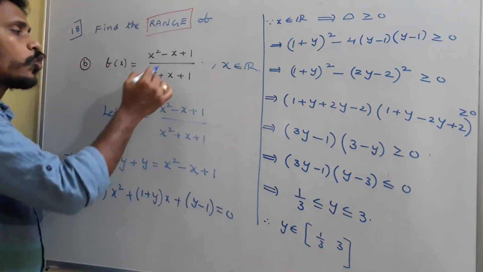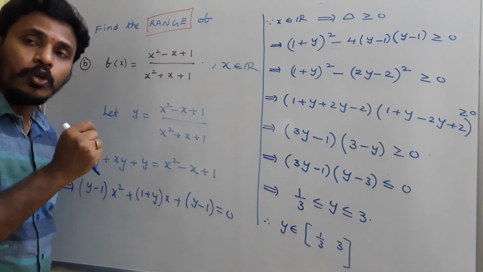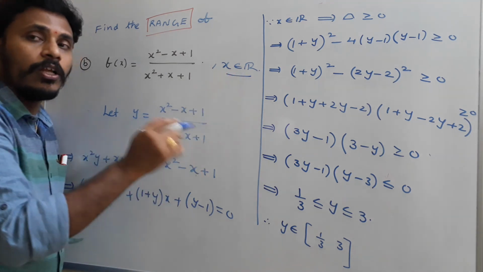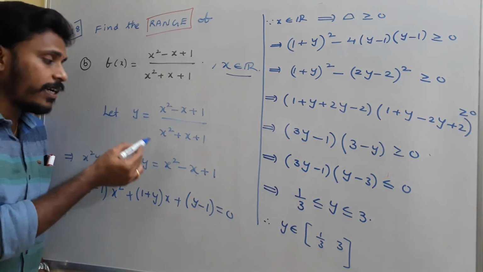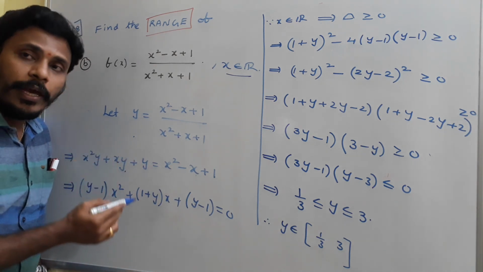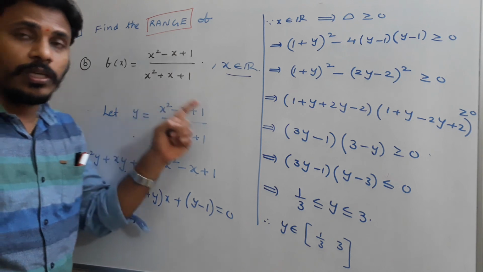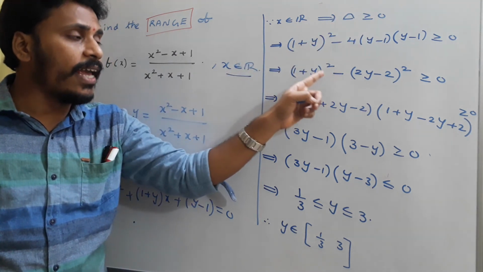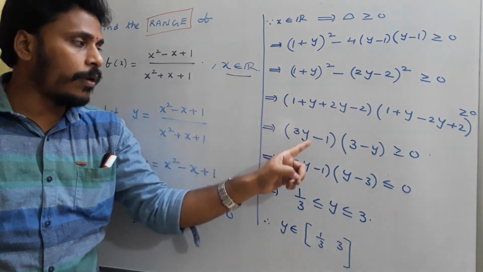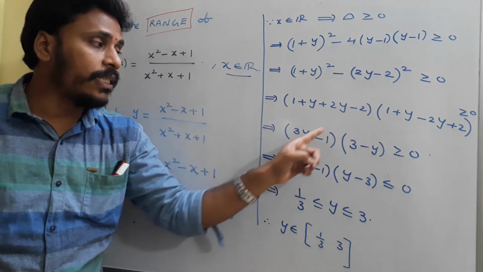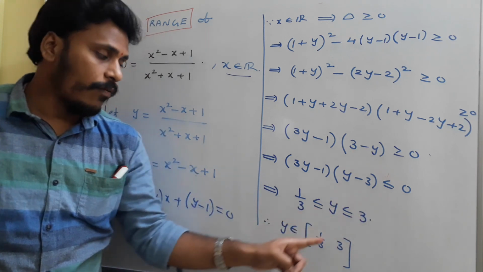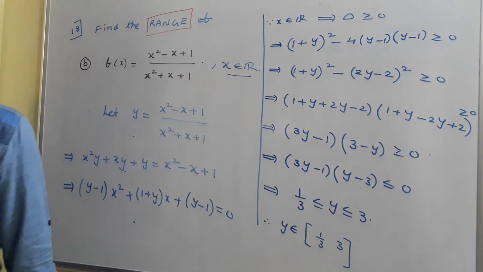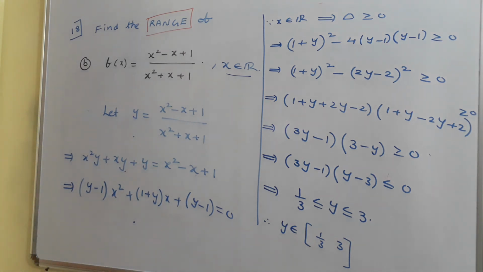Once again, to solve these types of problems, first of all we need to check whether the domain is all real or not. Here the domain is all real, so it is easy to solve. Just let it be y, cross multiply, make a quadratic in x. Since x is real, its discriminant is greater than or equal to 0. That discriminant is again a quadratic in terms of y. Express it as a product of two factors, and that product is less than or equal to 0. From there y is in between 1 by 3 and 3. Okay, so this is the way of finding the range for these problems. Just have a look.